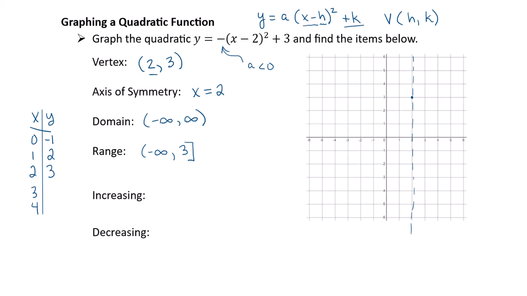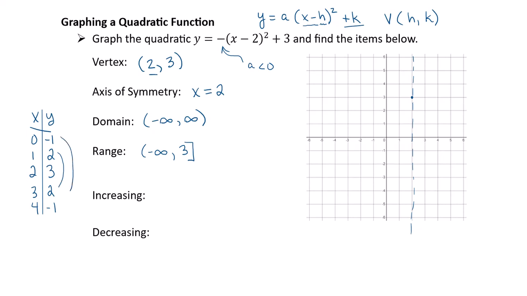Now 3. 3 minus 2 is 1. 1 squared is 1. The opposite of 1 is negative 1 plus 3 is 2. Seems familiar. 4 minus 2 is 2. 2 squared is 4. The opposite of 4 is negative 4. Negative 4 plus 3 is negative 1.